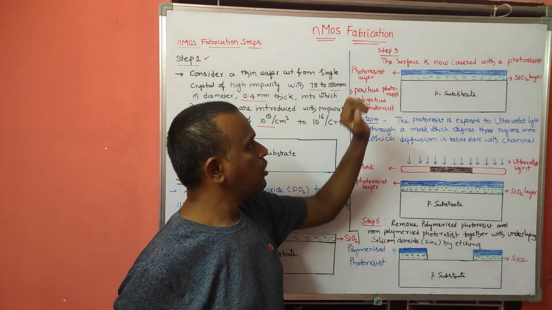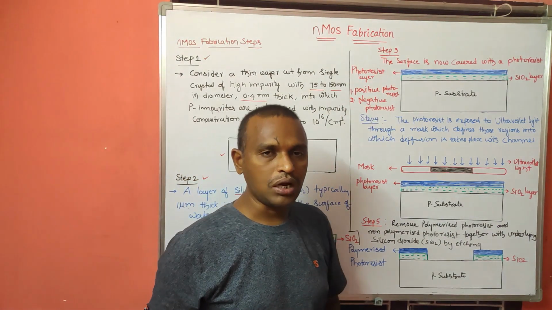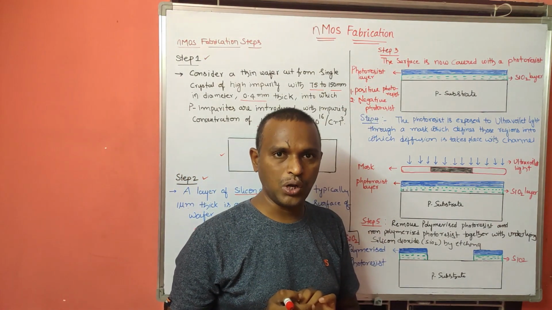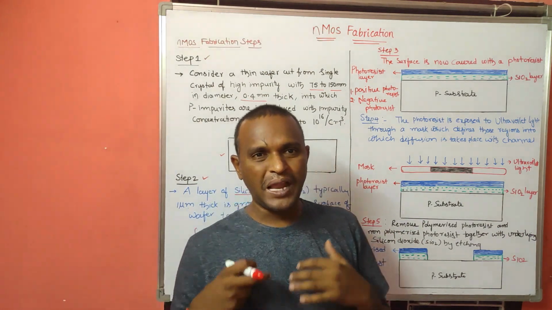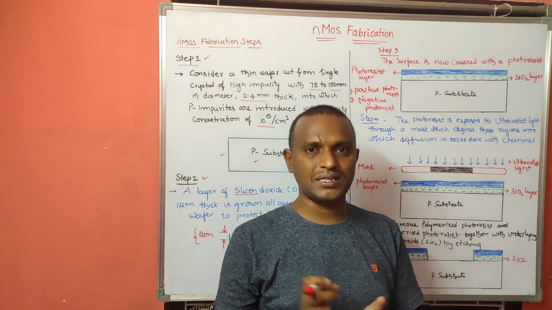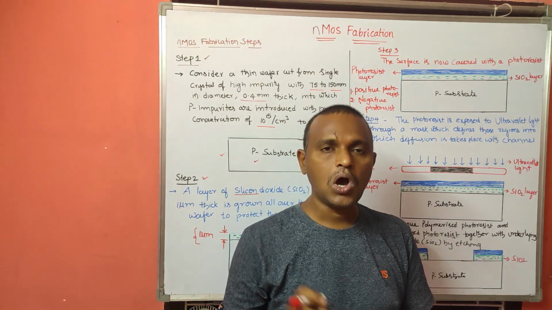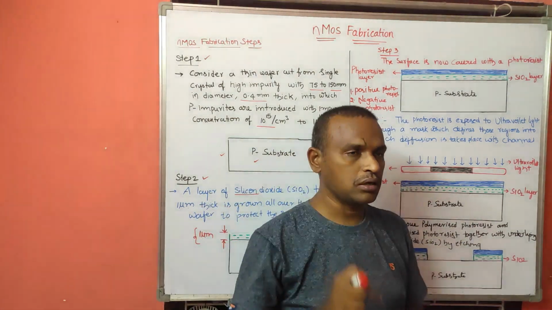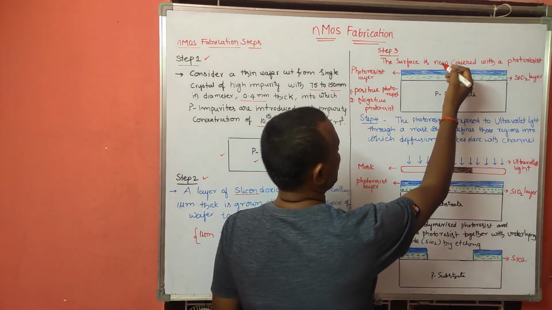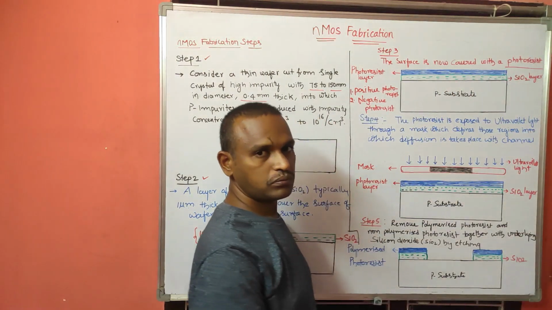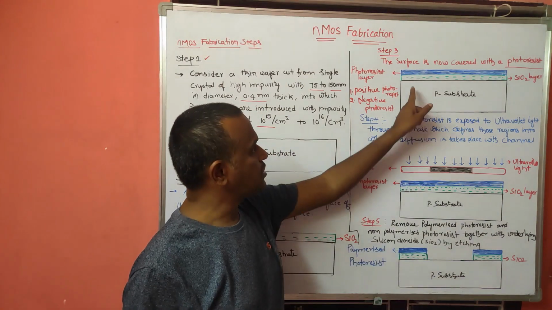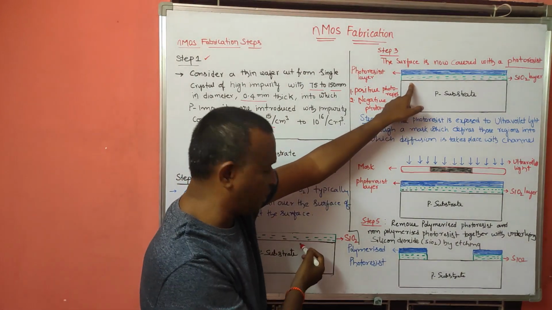Now in the third step, after formation of the SiO2 layer on the wafer, I am going to place our photoresist on the SiO2 layer. That is the third step. The surface is now covered with a photoresist material. Okay, so this is the SiO2, which I have already indicated here.